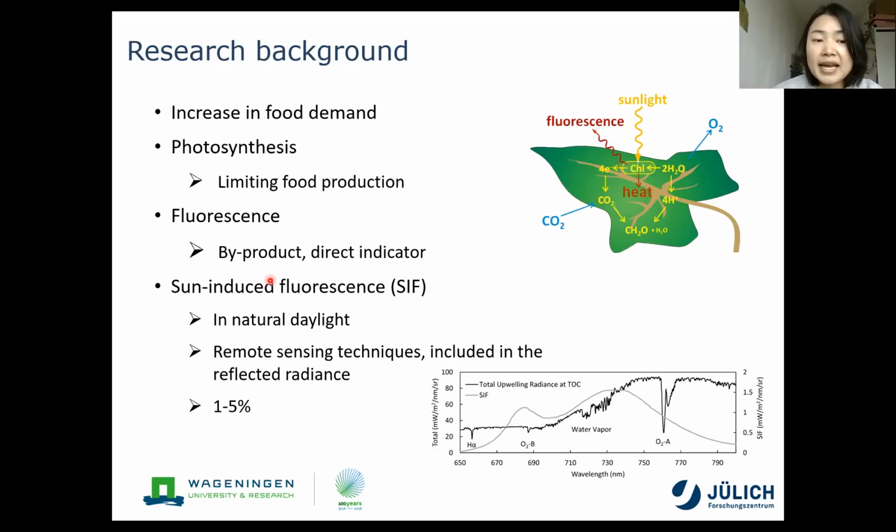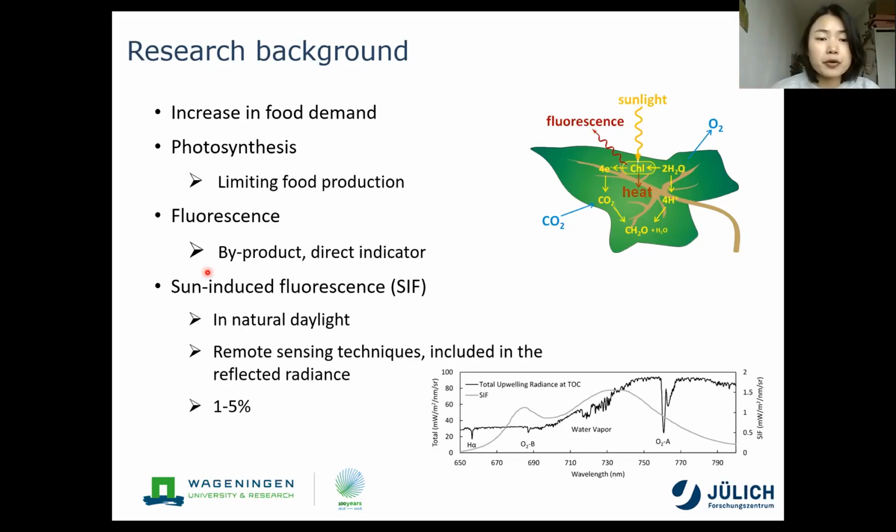Fluorescence is a byproduct of photosynthesis. When a leaf absorbs sunlight, there are three pathways for the absorbed energy. The middle one is photosynthesis, and the other two are heat emission and fluorescence emission. So the fundamental connection between fluorescence and photosynthesis makes fluorescence a direct and good indicator of vegetation photosynthetic activities.